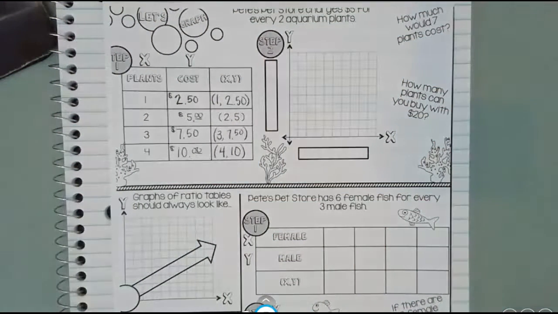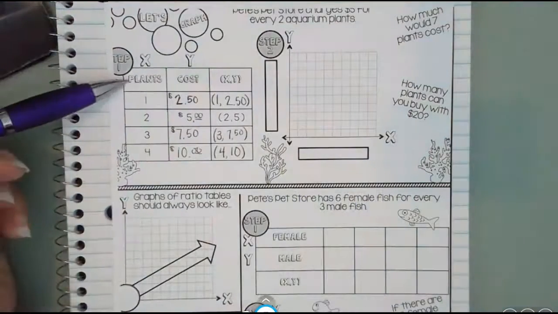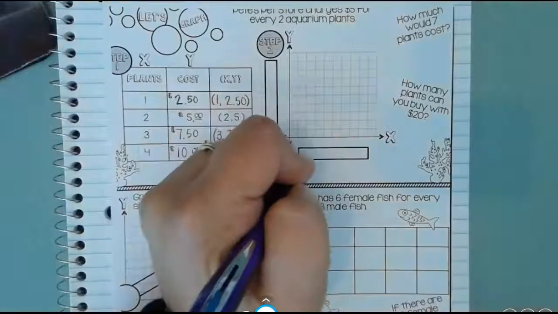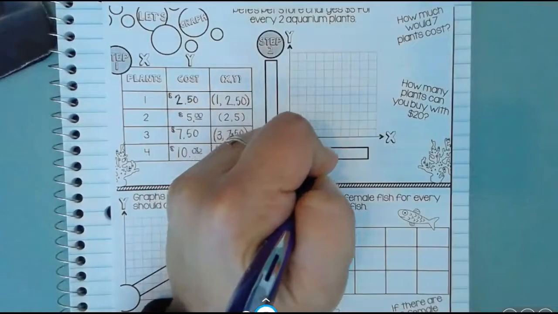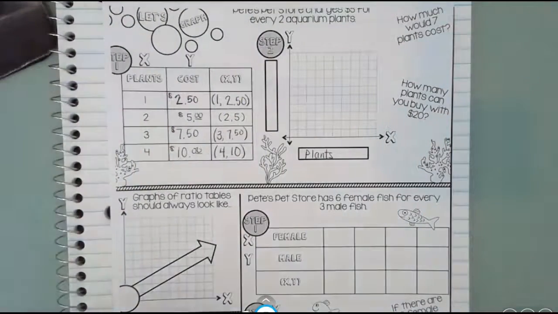You should be up to this point as well. If not, please pause the video and go ahead and get caught up. We have an x-axis that is going to be labeled plants. Go ahead and write plants down. We have the y-axis, which is going to be labeled as cost.